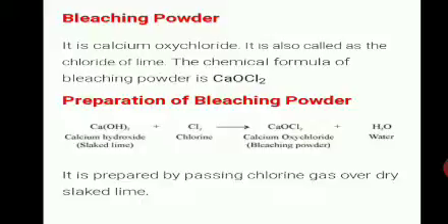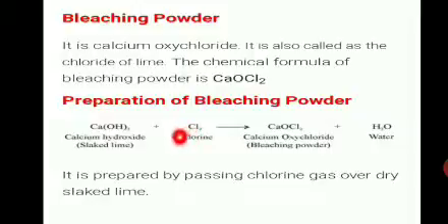Preparation of bleaching powder. Last class we discussed the chloralkali process. There we saw three products. Which are the three products? Sodium hydroxide, chlorine and hydrogen. I told you the products are very important for the preparation of other chemicals. One of the products is chlorine. Here we are using chlorine for the preparation of bleaching powder.